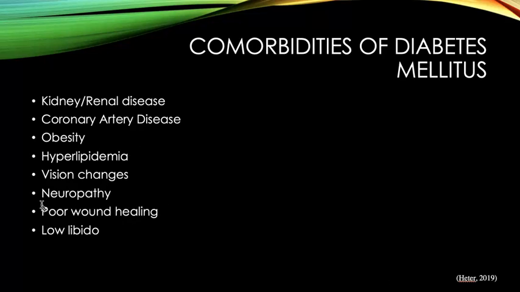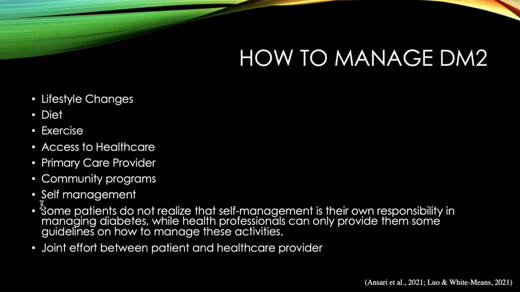Diabetes is a long-term illness that can cause disease-related complications if not controlled in the earliest stage. Some of the comorbidities that are commonly associated with diabetes mellitus are kidney or renal disease, coronary artery disease, obesity, hyperlipidemia, vision changes, neuropathy, poor wound healing, or low libido. Diabetes management itself is a lifelong process. Most patients must make complete lifestyle changes.